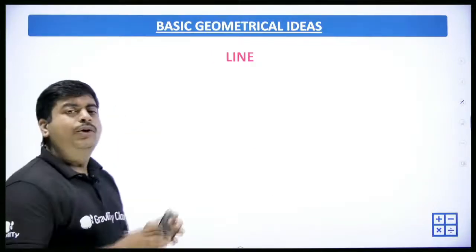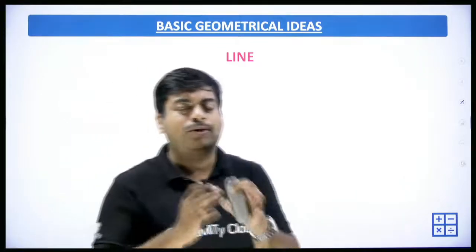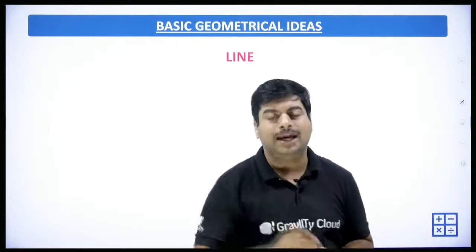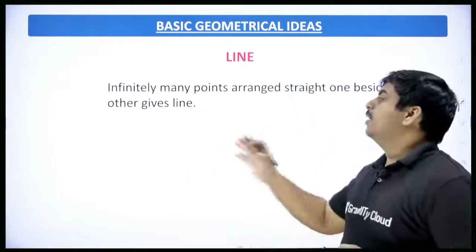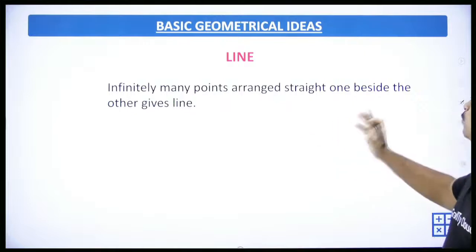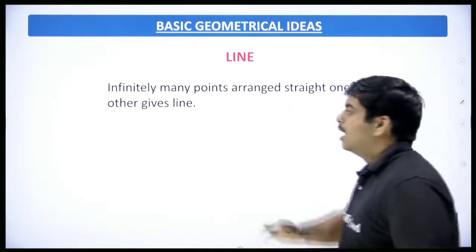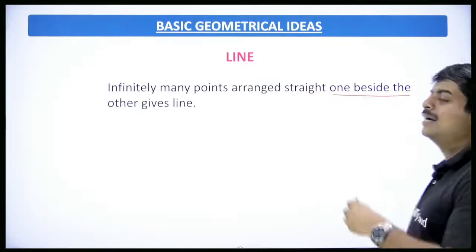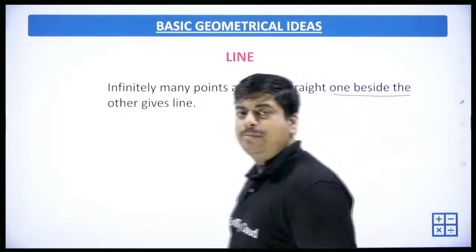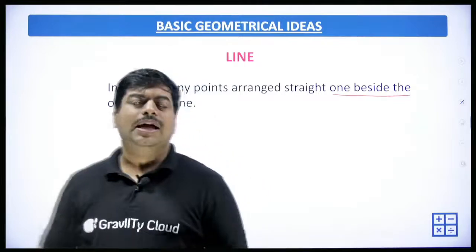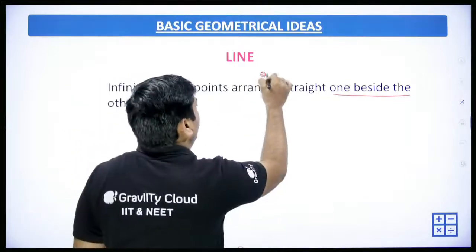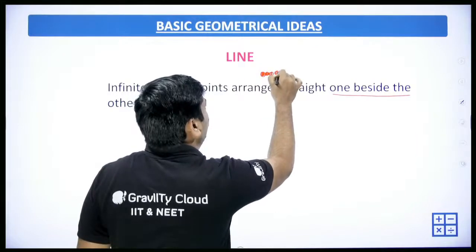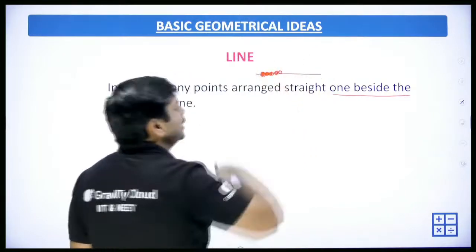I told you, a group of points placed side by side will give you a line. Right? Infinitely many points arranged straight one beside the other gives a line. The same thing which we are discussing about a line, correct? Starting from the point, keeping all the points together, side by side, all the dots will form a straight line.